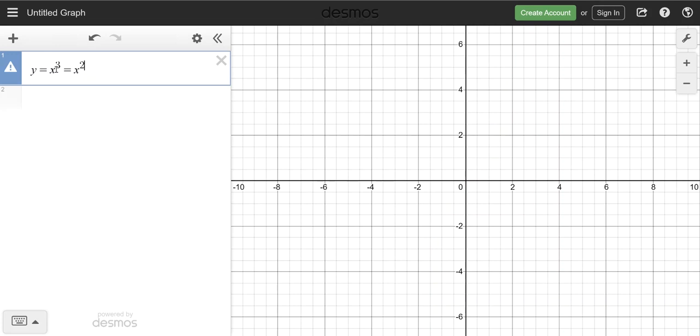Hey, what did I do? It's not a plus, that was an equal. X cubed plus x squared, minus 6x.